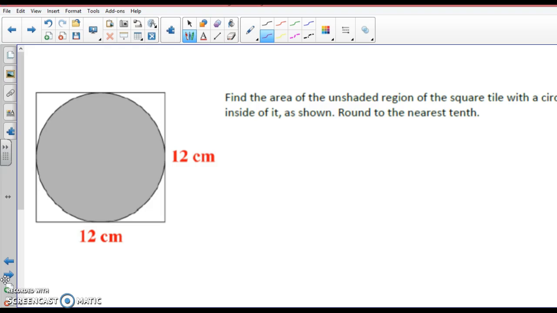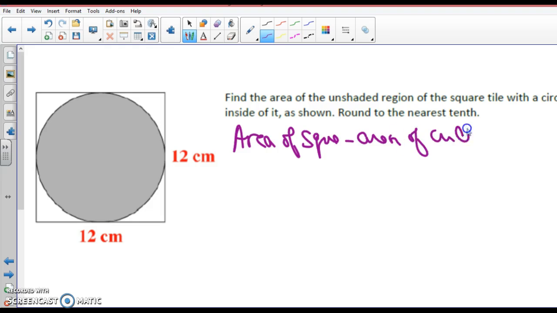Find the area of the unshaded region of this square tile with a circle in it. Well, if I want to find the area of the unshaded region, aren't I going to find the area of this whole square and subtract out the area of the circle? I'm going to write that. Area of square minus area of circle.